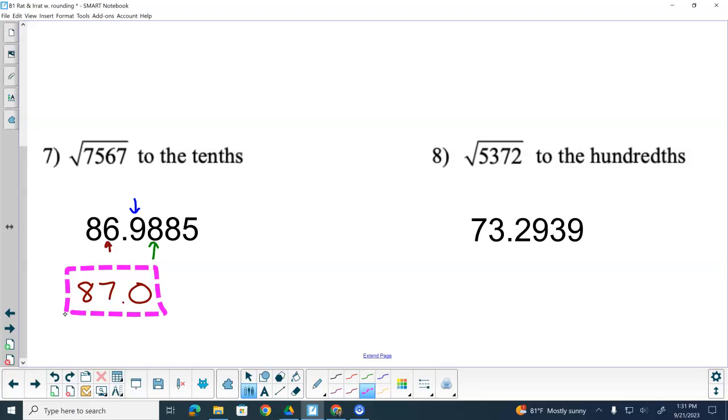That's that tricky one when 9 is involved. If 9's got to go up, then the digit in front of it has to go up by 1, and the 9 goes to 0. Okay?